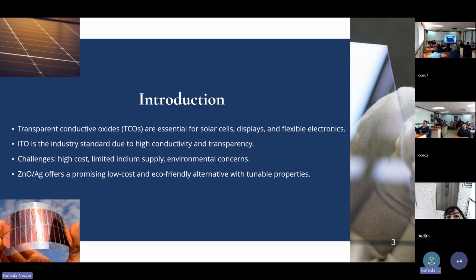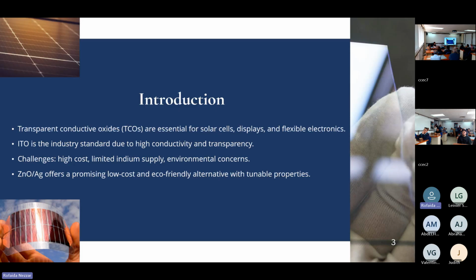So transparent conductive oxides, also known as TCOs, are essential in many optoelectronic applications, such as solar cells, flat panel displays, flexible electronics, etc. Among them, the well-known material indium tin oxide has been the industry standard for decades because it exhibits excellent electrical conductivity as well as high optical transparency.